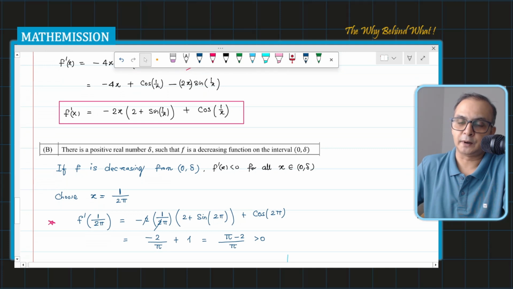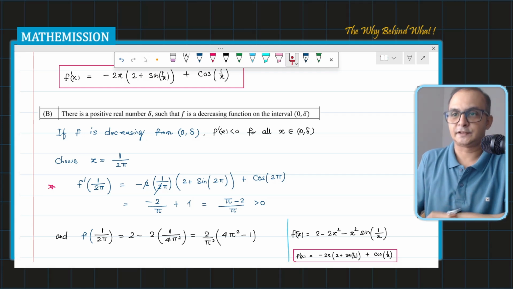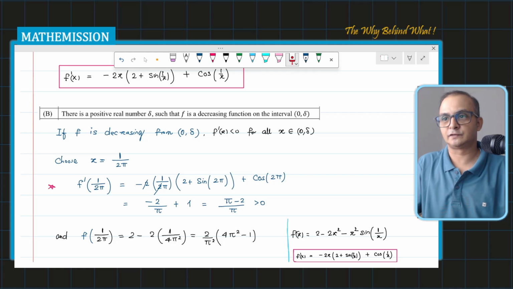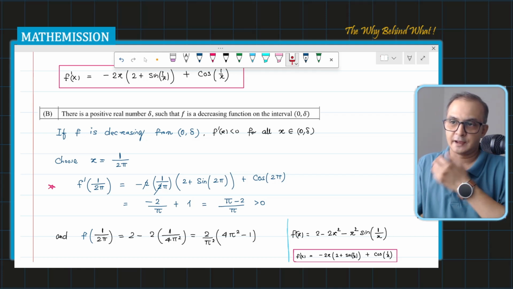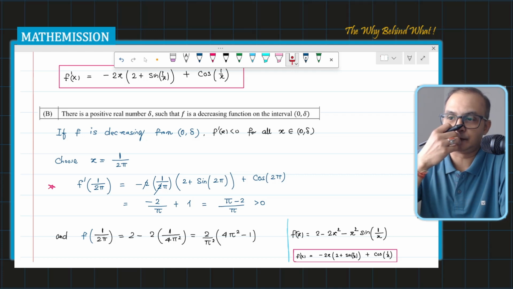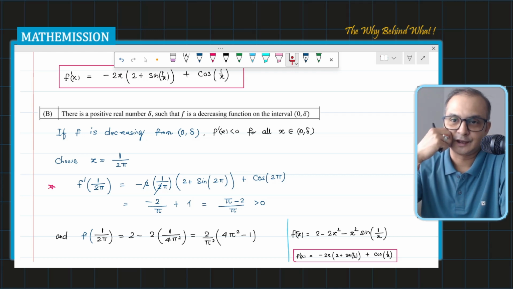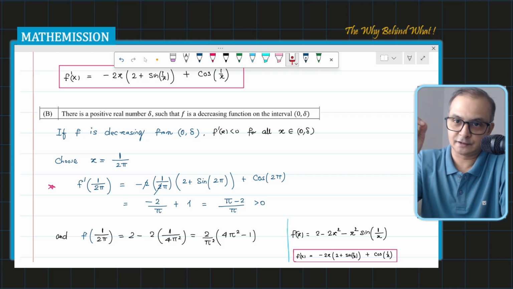Now let's go to the B part, B option. The option says that there is a positive real number delta such that f is a decreasing function on the interval 0 to delta. Now they're not saying what the delta value is, okay? And I'm not going to tell you that graphically it is oscillating and all these things. I'm just giving you a very clear understanding.